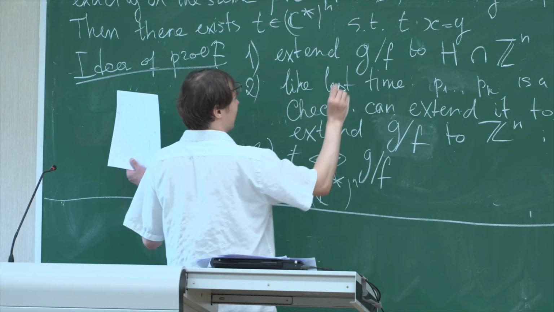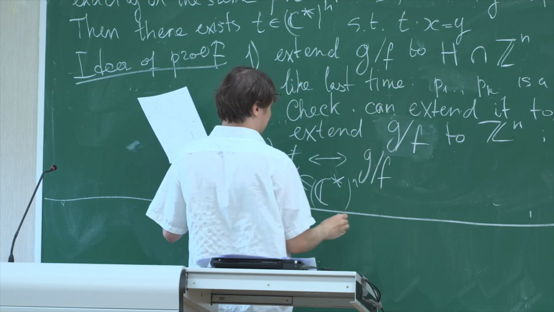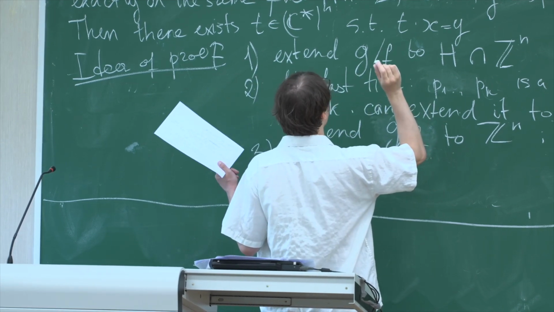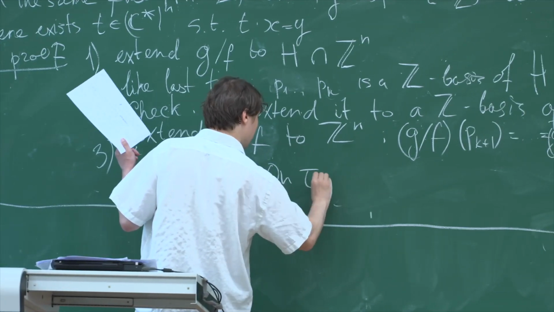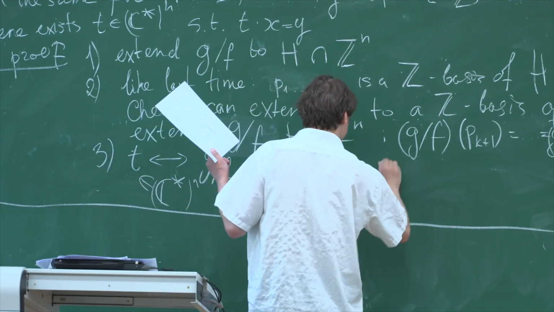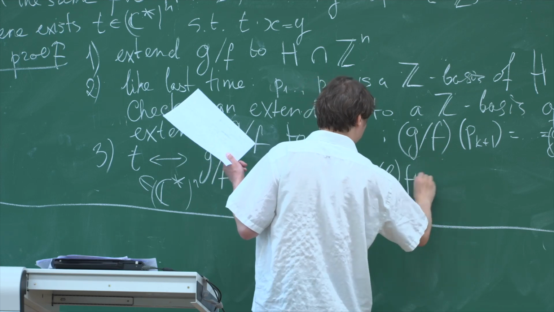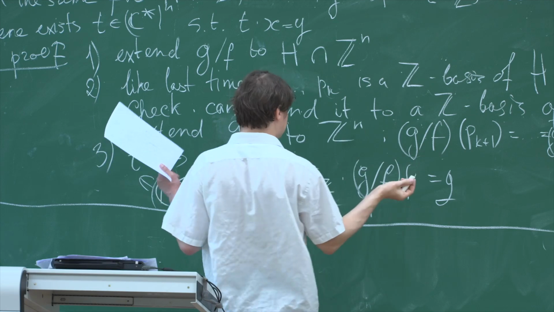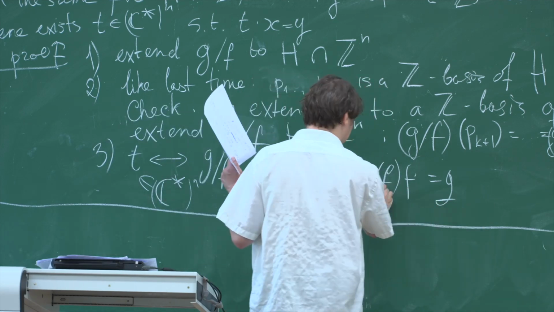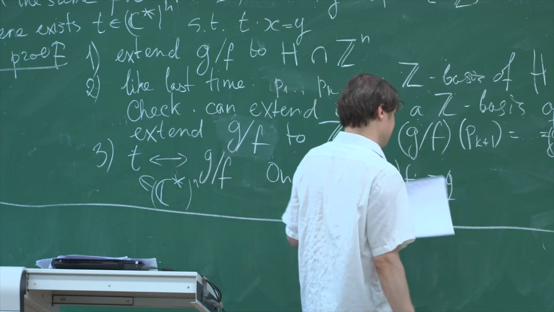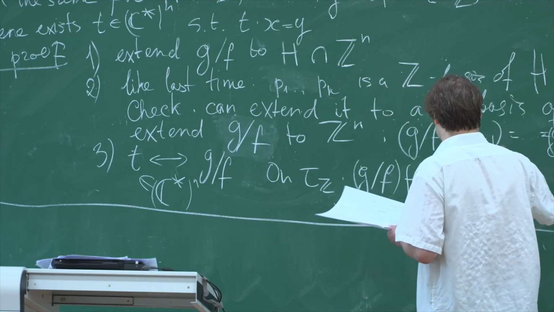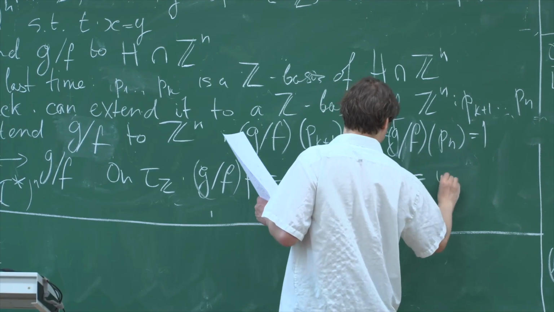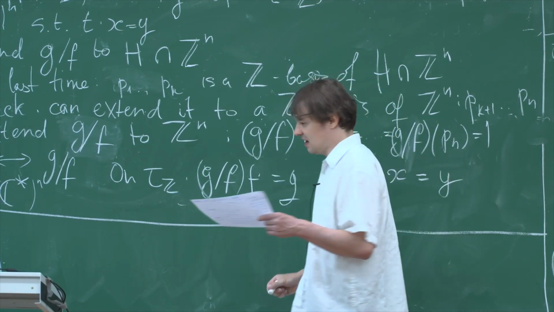And then this g over f on the whole tau Z, this new g over f times f equals g, because in the plane H, this was how we constructed it. Outside, f is just 0 and g is just 0. So t multiplied by x is y. T action on x is y.